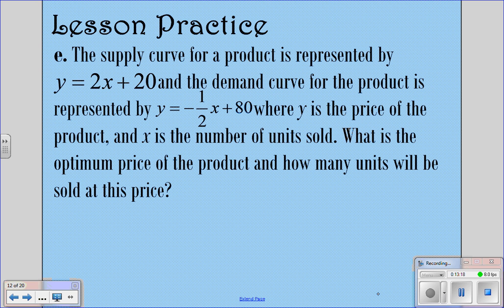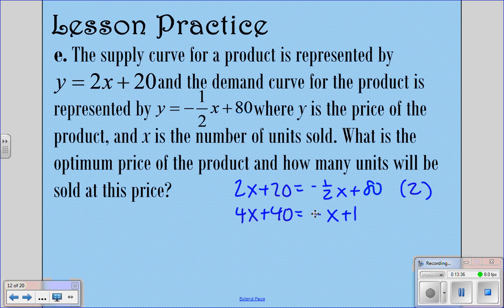So if we're looking for optimum price, we're going to start by setting the two equations equal to each other. And we're going to multiply by 2 because that's our denominator here. So we're going to have 4x plus 40 equals negative x plus 160. So add the x, you'll have 5x, and subtract the 40, you'll have 120. And so your x will equal 24.